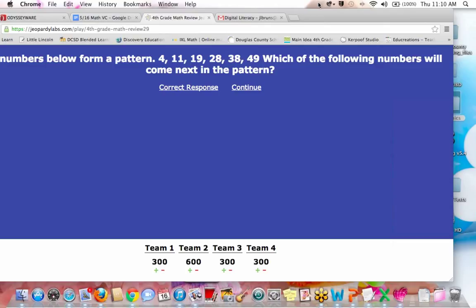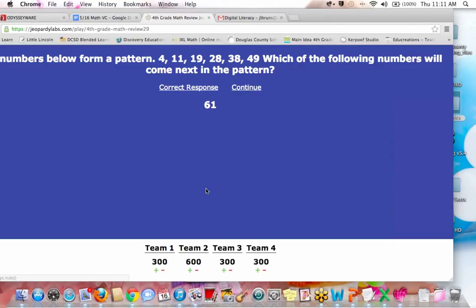Hmm, 4 plus 7, maybe 11 plus 8. I don't know. Is that giving you a hint? 19 plus 9. 28 plus 10. 38 plus 11. 49 plus 12 is 61. Yeah, Corbin, you were off by just one, but I think you probably got the pattern. Plus 7, plus 8, plus 9, plus 10, plus 11, plus 12.